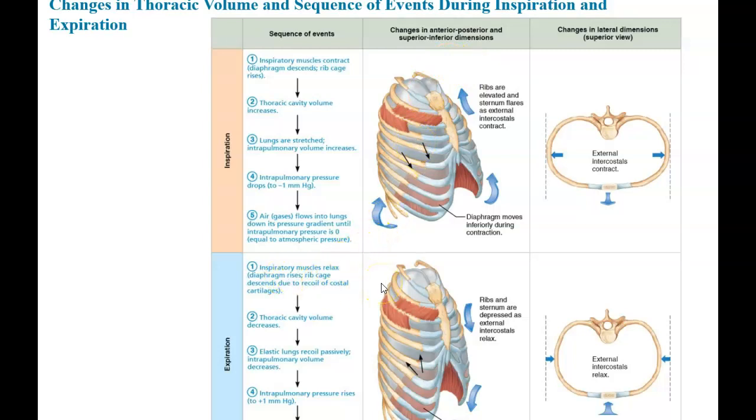When the inspiratory muscles relax, that's when the diaphragm goes back to its dome-shaped position. Because when it contracts, it flattens out, but when it relaxes again, it goes back to the dome-shaped position. And also, the rib cage is going to descend because of the recoil of the costal cartilages, which are here. So when that happens, there's going to be less space inside of the thoracic cavity. The less space there is, the greater the pressure. So the pressure in the thoracic cavity is going to increase. And when it increases, that means that the pressure inside of the thoracic cavity is going to be greater than the outside. So the air is going to move down its pressure gradient, going from the inside of the body to the outside.